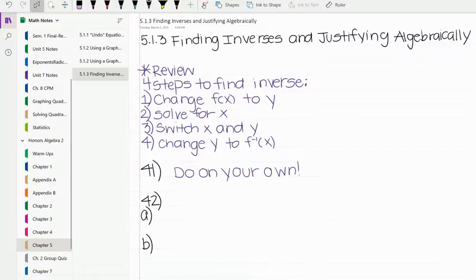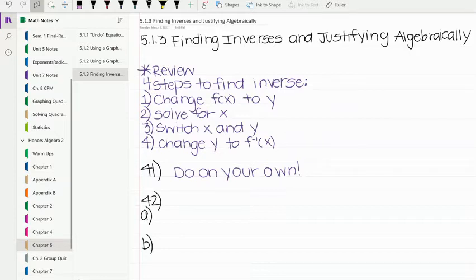So let's go ahead and review what that algebraic method is. We talked about this in our last lesson. The first step is to change f of x to y. That's simply to make it look nicer, so when you're solving, you're not dealing with two different variables, even though technically f of x is just one. After you do that, you will solve for x. Once x is completely isolated, you're going to switch x and y. Your last step would then be to change y to become f to the -1 of x, and the reason for that is that denotes that it's an inverse function. And obviously, if it's g of x, it would be g to the -1 of x.